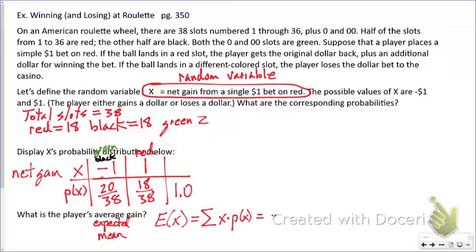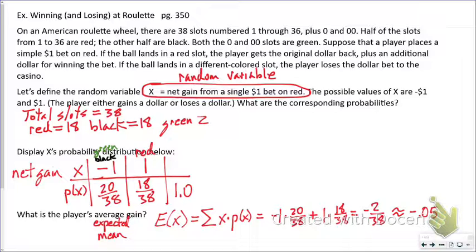So I'm going to go -1 times 20/38 plus, now the next one, 1 times 18/38. That gives me -2/38. But we're talking about money, so let's say -5 cents. I think at the bottom of the screen it says to interpret what we just found.